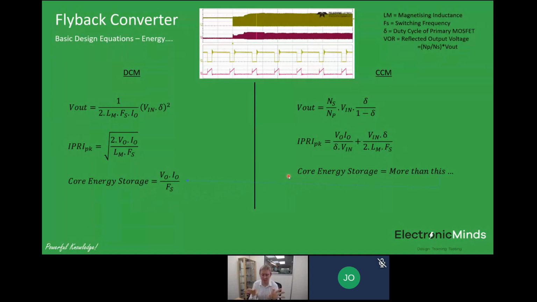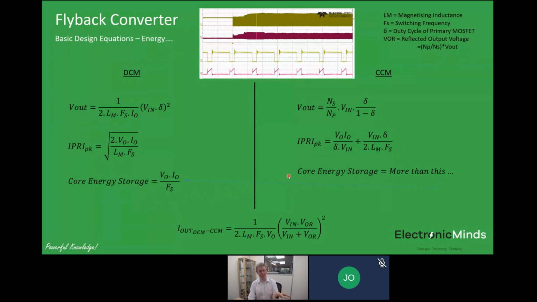And the reason I keep talking about energy storage and core energy storage is that's a key metric that we take forward when we're actually designing the custom magnetics. In one of our later webinars, we're going to go into a lot more detail on magnetics design. But a key input for that magnetics design is the energy storage that the core, or the magnetic component, needs to support.